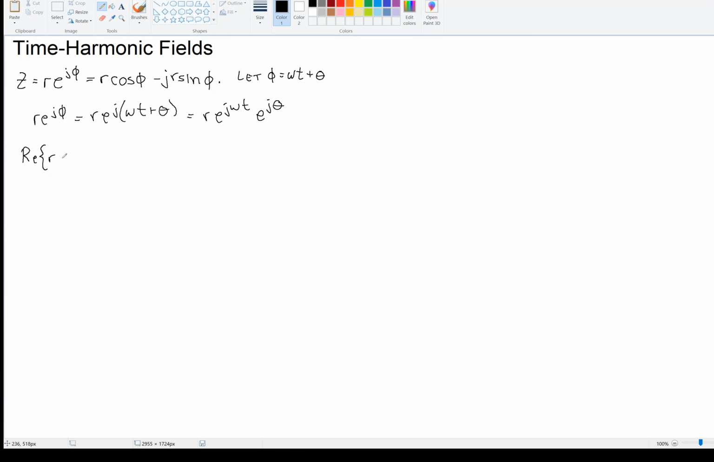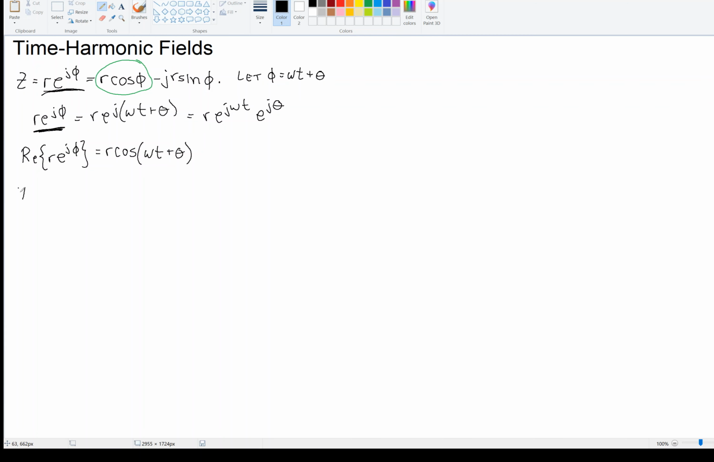We can look at the real part of r e to the j phi. According to Euler, the real part is r cosine phi, and phi we're saying is omega t plus theta. So what we can do is write a time-harmonic field like the cosine, which is certainly periodic in time, as being the real part of this complex number, this complex field.